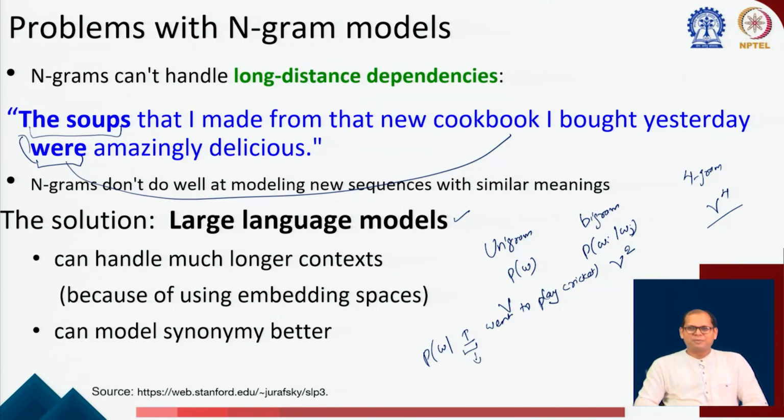But if you use embedding spaces, we will see that it actually generalizes to synonyms. So two problems: one is generalizing to synonyms, and second is handling larger context. That is taken care of by the large language models.